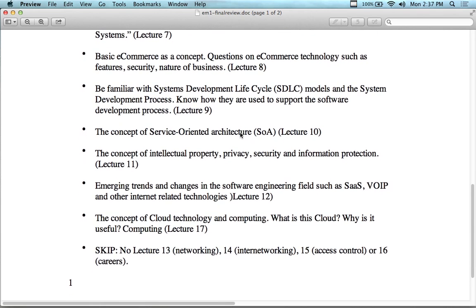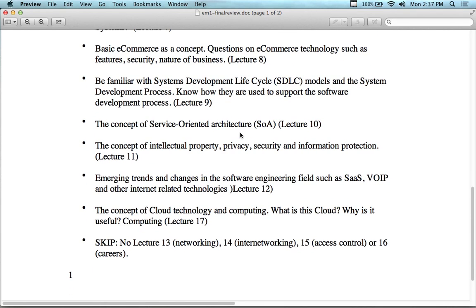Then we looked at service-oriented architectures in lecture 10, which we covered very recently. In fact, we're going to look at service-oriented architectures and then software as a service or cloud technology today. We're covering lecture 17 today, so we haven't actually gotten to that yet. But we looked at this architecture and the concepts related to it. Review lecture 10 if you're interested in that.